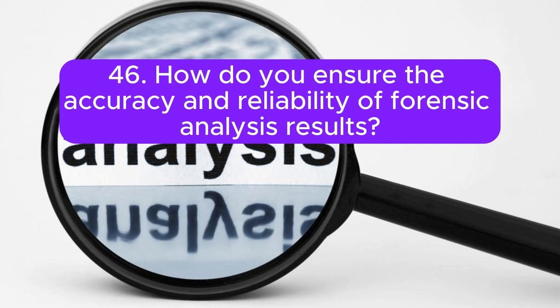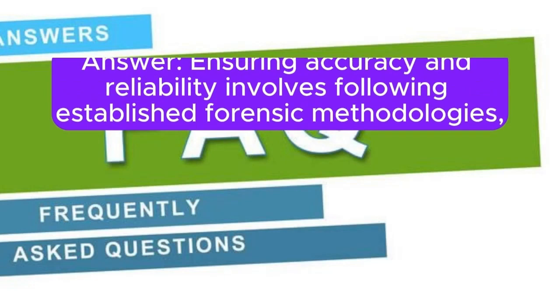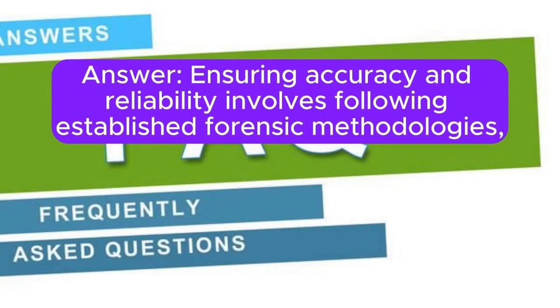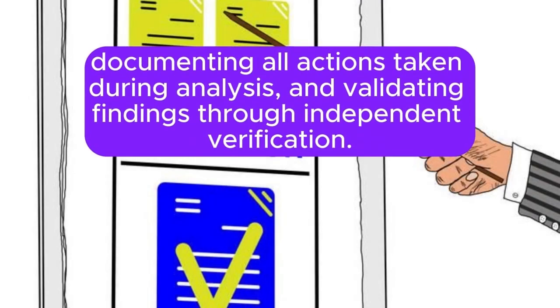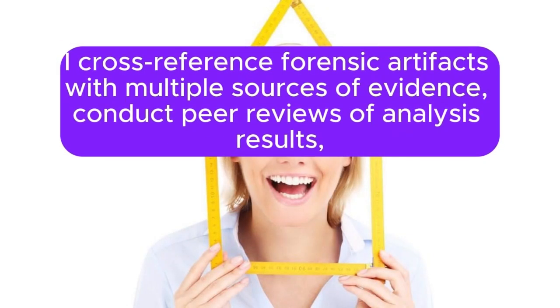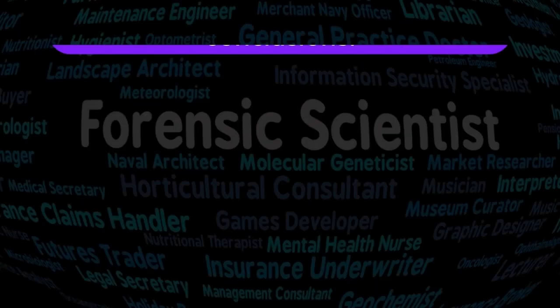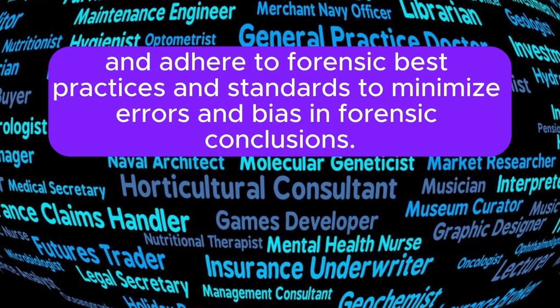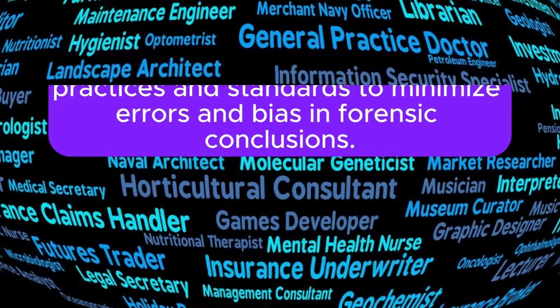46. How do you ensure the accuracy and reliability of forensic analysis results? Answer: ensuring accuracy and reliability involves following established forensic methodologies, documenting all actions taken during analysis, and validating findings through independent verification. I cross-reference forensic artifacts with multiple sources of evidence, conduct peer reviews of analysis results, and adhere to forensic best practices and standards to minimize errors and bias in forensic conclusions.